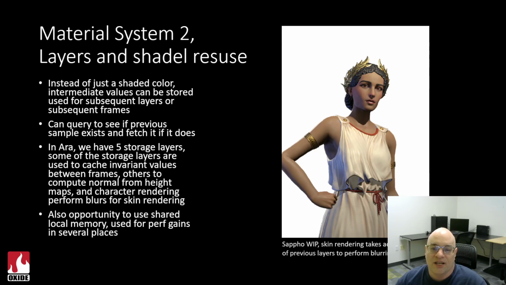So here's an example of Sappho, work in progress, where we use the material system to do the skin. That ended up being an interesting benefit that the artists really started embracing. And it's at the point now where we can't even render with a forward renderer without making a fallback, because the materials have a dependency on needing previous layer evaluation.